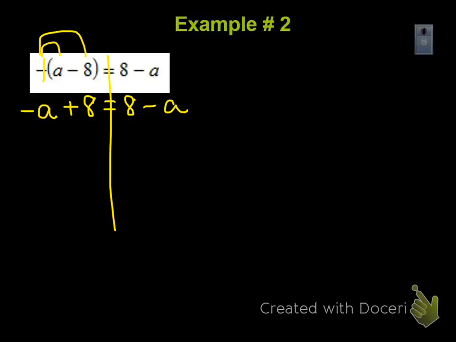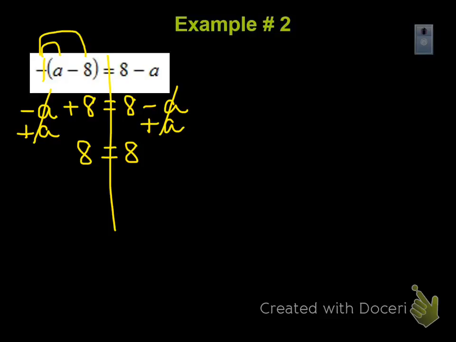Okay, so I'm going to first get my variable to the left-hand side here. I'm going to add a to both sides. When I do that, on the right-hand side, those cancel. And I'm left with 8. On the left-hand side, they also cancel, so I am left with 8. Now that my variable has completely canceled out, I am left with the equation 8 equals 8. And that actually is a true statement. So my solution is infinite solutions. Any single number will work here for a.